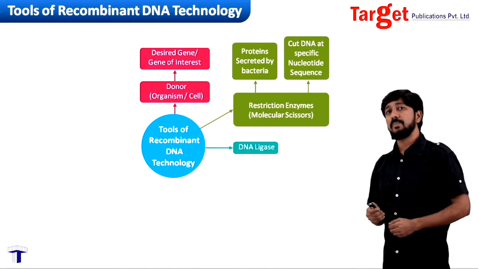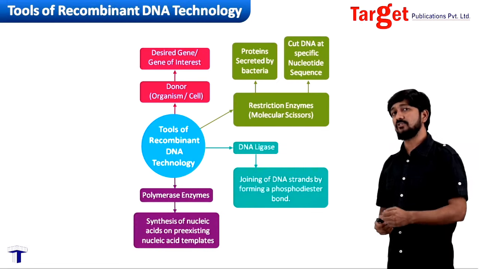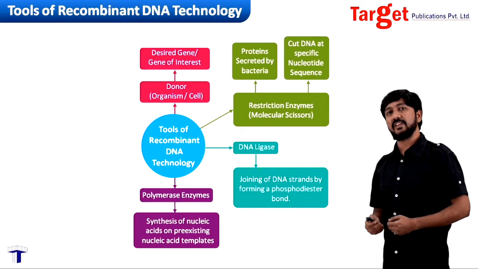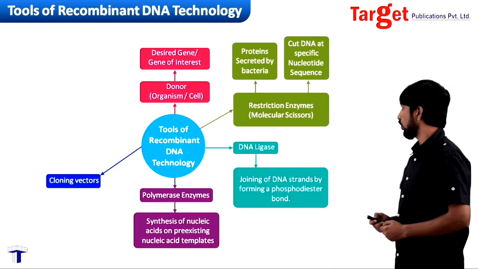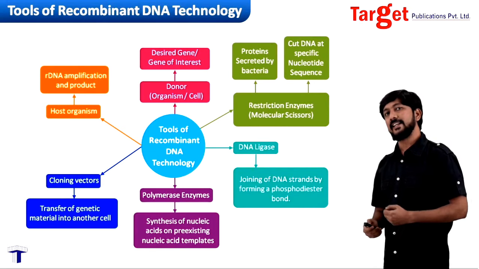Our next requirement is polymerase enzymes. These polymerase enzymes are responsible for the synthesis of new strands of DNA molecules on pre-existing nucleic acid templates. These polymerase enzymes are used in polymerase chain reactions, which are used for the amplification of DNA. Our next requirement is cloning vectors. Vector means a vehicle. This vector is used for the transfer of genetic material from one organism to another organism. Our last requirement is the host organism. Host organism is used for the amplification of rDNA and to obtain the product of rDNA. So these are the tools used for recombinant DNA technology.